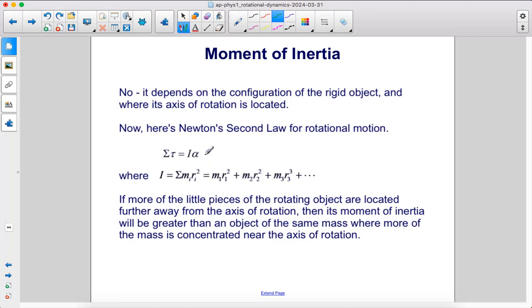Here is Newton's second law for rotational motion. Net torque equals I alpha, where I is the summation of m r squared for every little piece of mass in that object. If more of the little pieces of the rotating object are located further away from the axis of rotation, then its moment of inertia will be greater than an object of the same mass where more of the mass is concentrated near the axis of rotation. Let's see what this means.